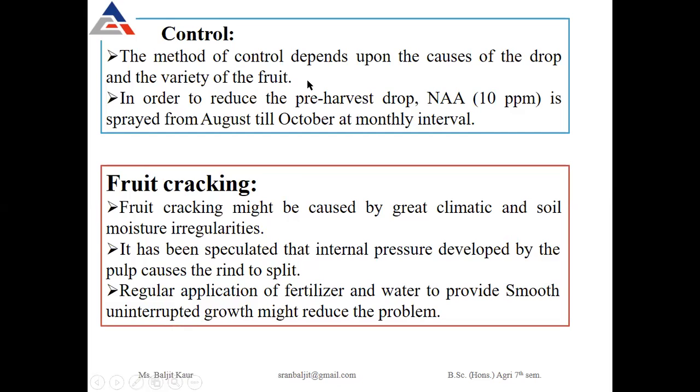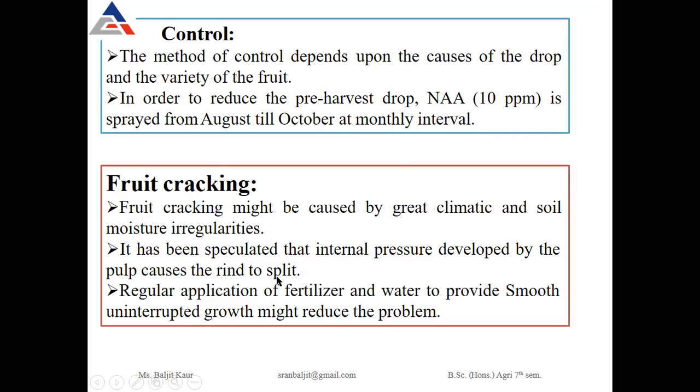To control the fruit drop, it depends upon the variety of the fruit. And to reduce the pre-harvest drop, we can spray the plants with naphthalene acetic acid in the month of August till October at a monthly interval, right?